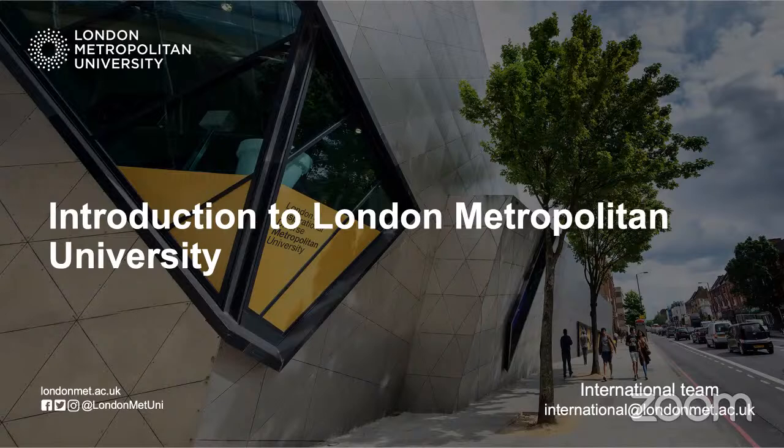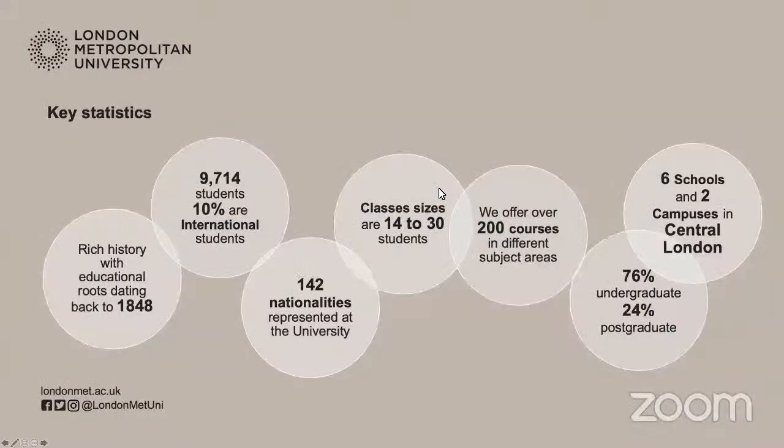So let's start. I want to give you a few figures, and I think that would help you to understand the university a bit better. We were founded as a university in 1848, and in the current academic year, we have around 9,000 students, and 10% of students are from the international student population. We are very proud of our diversity. We have 142 nationalities represented at the university.